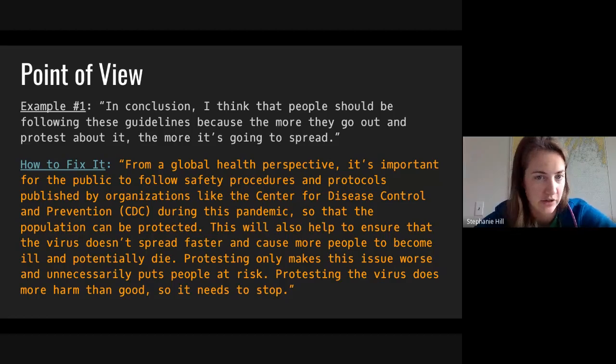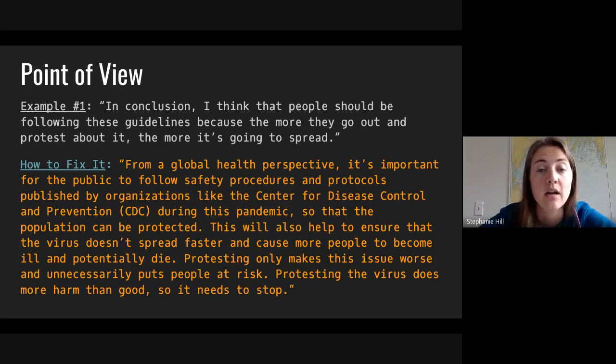Here's how I would change that if I were the author. Instead of inserting myself into this, I would take myself out of it and keep it factual and objective. So here's what I wrote. From a global health perspective, it's important for the public to follow safety procedures and protocols published by organizations like the Center for Disease Control and Prevention during this pandemic, so that the population can be protected. This will also help to ensure that the virus doesn't spread faster and cause more people to become ill and potentially die. Protesting only makes this issue worse and unnecessarily puts people at risk. Protesting the virus does more harm than good, so it needs to stop.